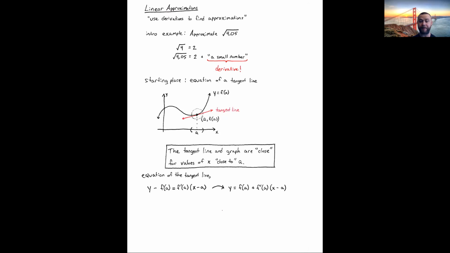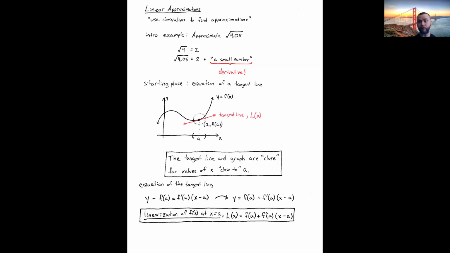And we're going to translate that into what we're going to call the linearization. So we're going to give it a different formula. We're going to define the linearization of a function at an x value a to be this expression, L of x, that's denoting the linearization, and then equals this expression, f of a plus f prime of a times x minus a. So compare right above. This thing that we're now calling the linearization is really just the equation of a tangent line.